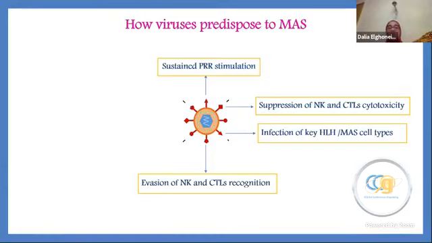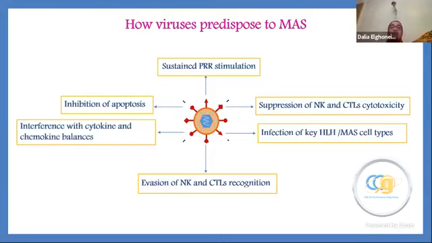They escape natural killer cell and cytotoxic T lymphocyte recognition, so they maintain infection and stimulation of the immune system. They inhibit apoptosis, so maintaining long-lived infected target cells, and they interfere with the host cytokine and chemokine balance: the virus itself secretes certain virokines and virochemokines, which interfere with the host cytokines and chemokines, leading to suppression of the key cells involved in the apoptotic pathway and contraction of the immune response.